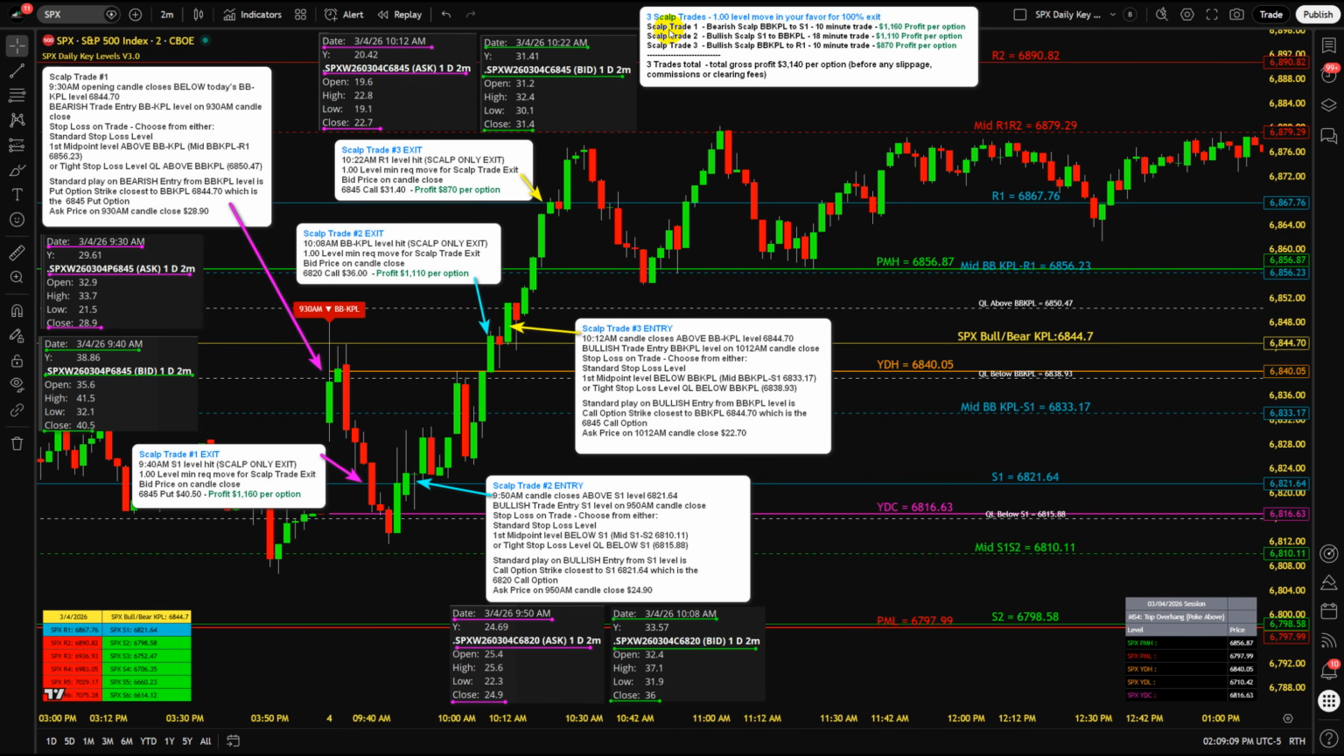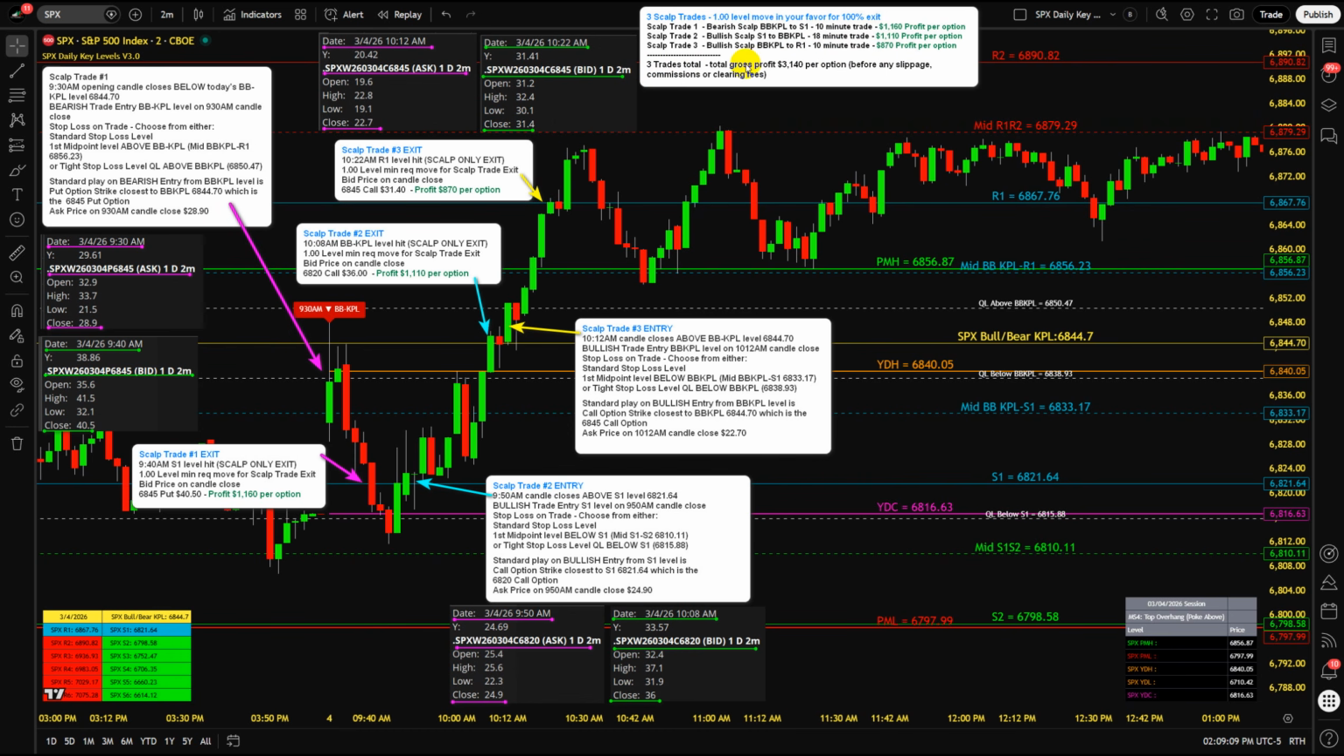Okay, so on today we have 3 scalp trades. Each was a 1-level move in our favor for 100% exit. Scalp trade number 1 was a bearish scalp from the BBKPL level to S1. We're basically in this trade for 10 minutes, $1,160 profit per option using the standard at the money play. Scalp trade number 2, bullish scalp S1 to BBKPL. In the trade for 18 minutes, $1,110 profit per option. Scalp trade number 3, BBKPL to R1, 10-minute trade, $870 per option.